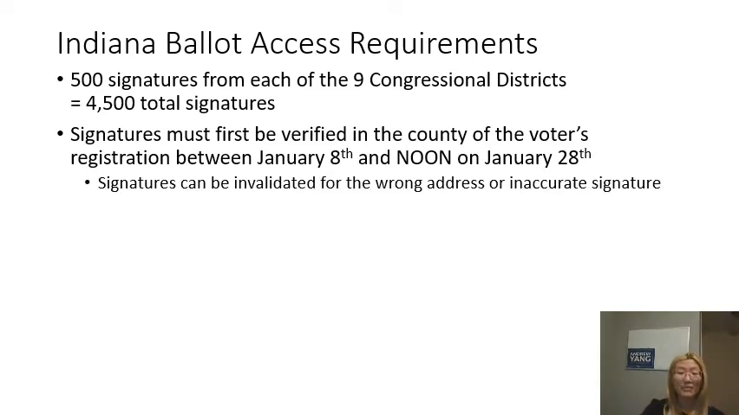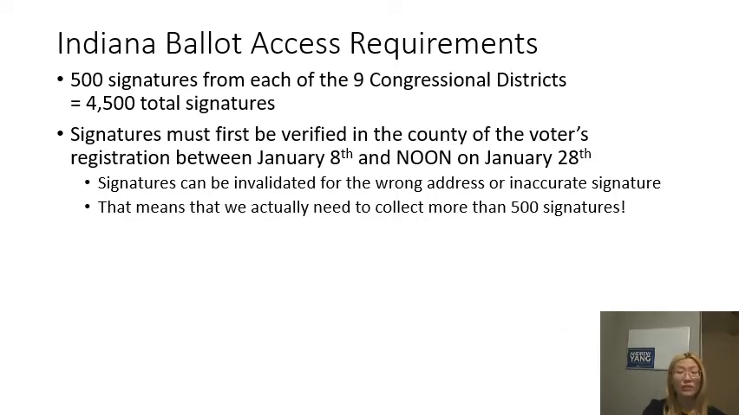Signatures can be invalidated for the wrong address. They can be invalidated for an inaccurate signature. If for some reason the clerk can't read it, there are all sorts of reasons why signatures can be invalidated. And for that reason, we actually need more than 500 signatures. 500 is the requirement, and we need more than that because we need 500 that are verified.